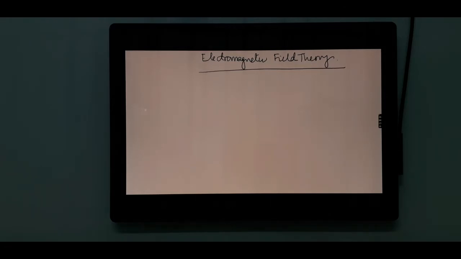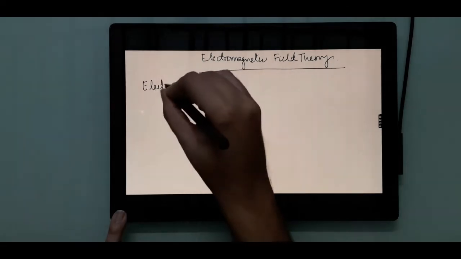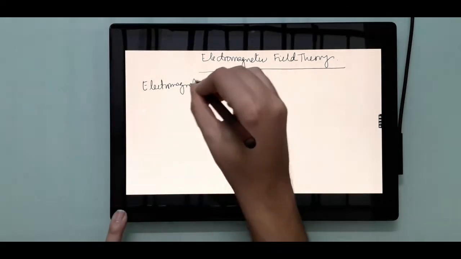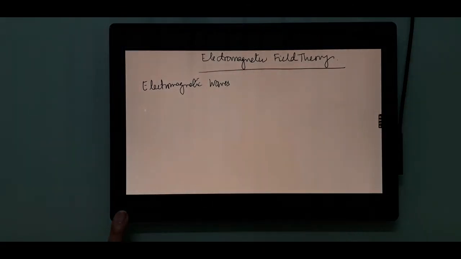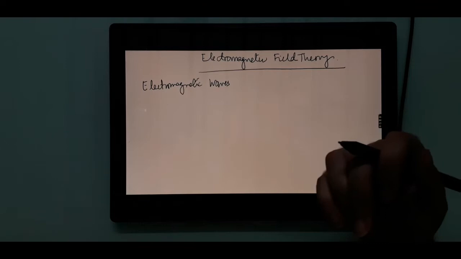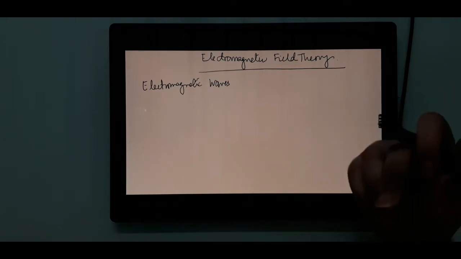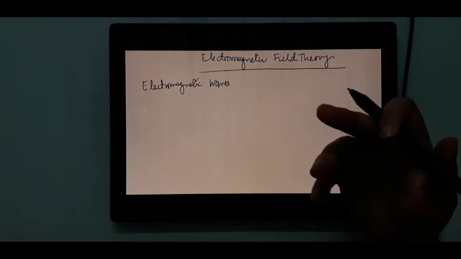Now, electromagnetic waves are a very broad term. That is to say, it's not just light. By the name, you can guess that all electromagnetic waves have two components, an electric component and a magnetic component. And essentially, these components make up the wave.